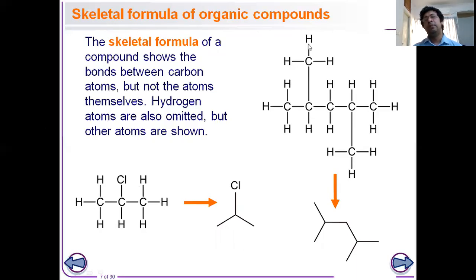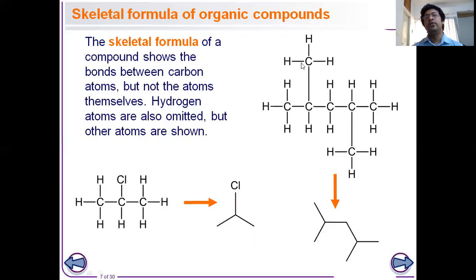You can see this is a branched hydrocarbon. So 1, 2, 3, 4, 5. 5 carbon atoms are present in this straight line. So let's start drawing this molecule. So we have to start from here. First 1, 2, 3, 4, 5.